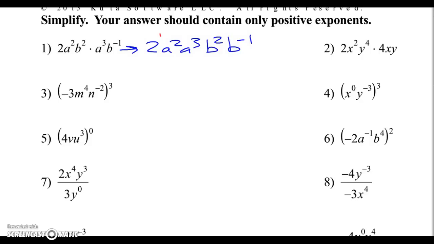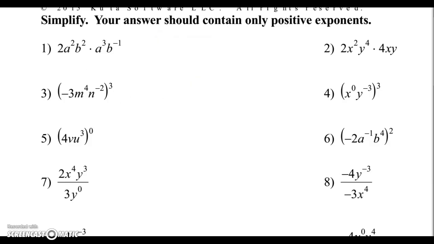This doesn't really apply here, but remember, constants have their own power. So 2 is to the first. 2 is not being multiplied by any other constant, so we're left with 2. When we have the same base, like a and a, the shortcut says I can add those exponents together. So a to the 5th, and same with my b terms. 2 plus negative 1 is 1, or just b. So our final answer here is 2a to the 5th times b. And we can leave that one just like that.